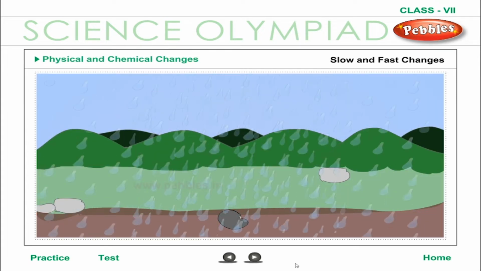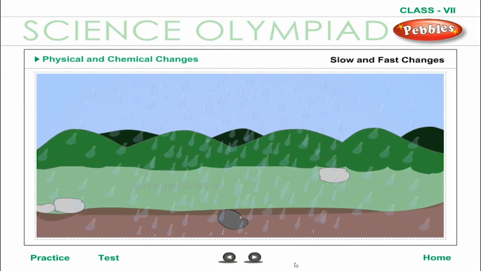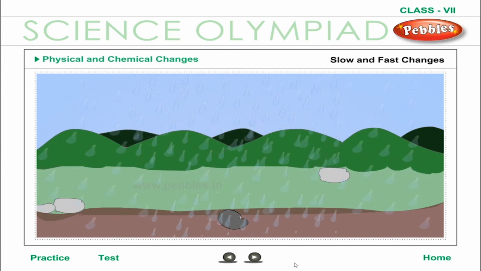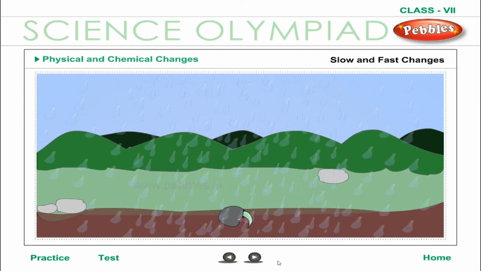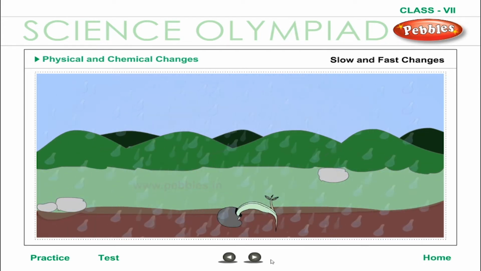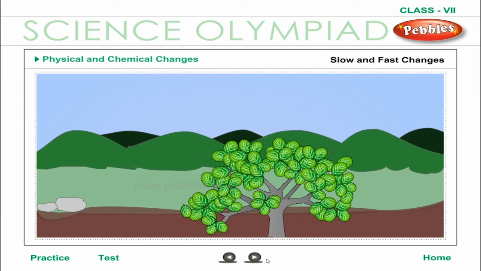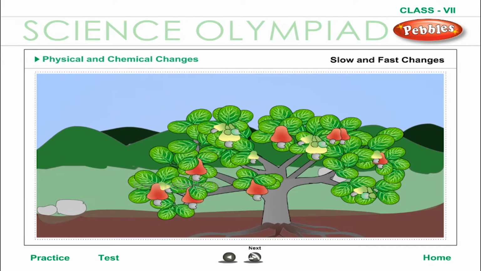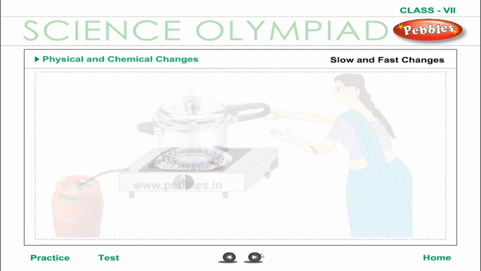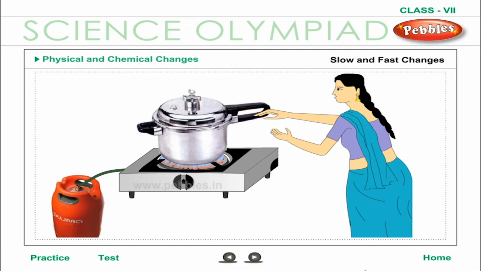Slow and fast changes. Some changes occur very slowly. These slow changes may take hours, days, months, or years. Rusting of iron in moist air, growing of a plant from its seedling, ripening of fruits on plants, changing milk into curd are a few examples of a slow change. Fast changes, as shown in figure.